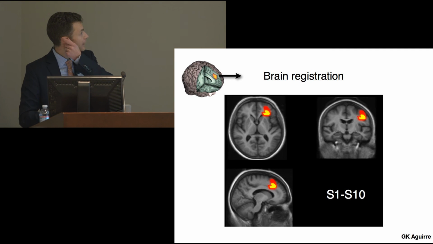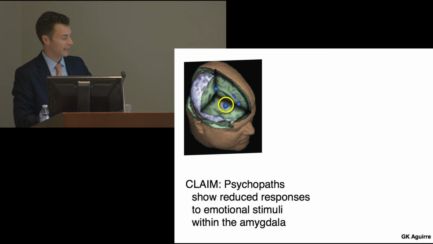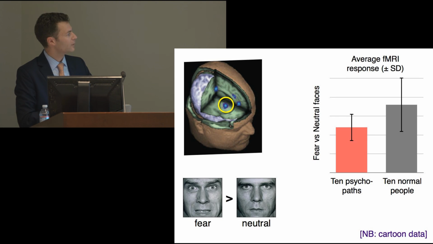So we're now finally in a position to return to this core claim that psychopaths show reduced responses to emotional stimuli within the amygdala. So what actually was done was that you put people in the scanner one by one and showed them fearful faces versus neutral faces in this example, and measured the difference in neural activity at each point, and then combined the data across people.